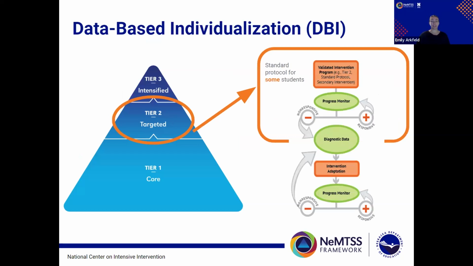When talking about Tier 2 targeted supports in terms of the DBI flowchart, this is the first step when a student is not making adequate progress or has consistent academic or behavioral concerns. Teams must first apply a validated intervention program. As noted in the flowchart, Tier 2 targeted supports are standard protocol. This means they are quickly applied and not individualized for the students receiving them.